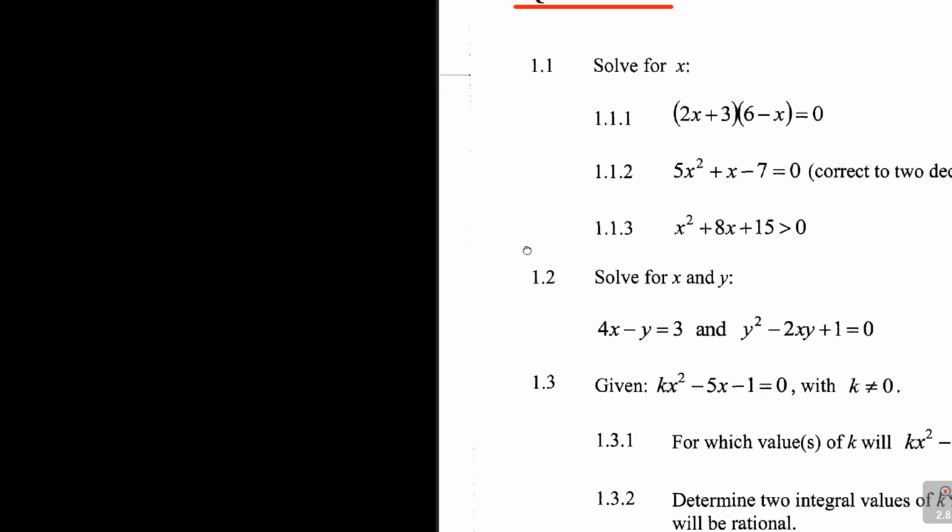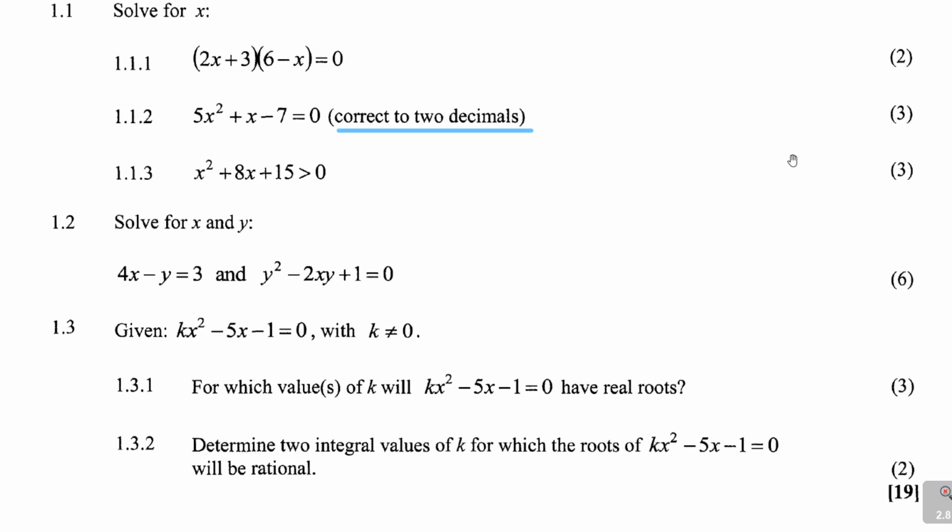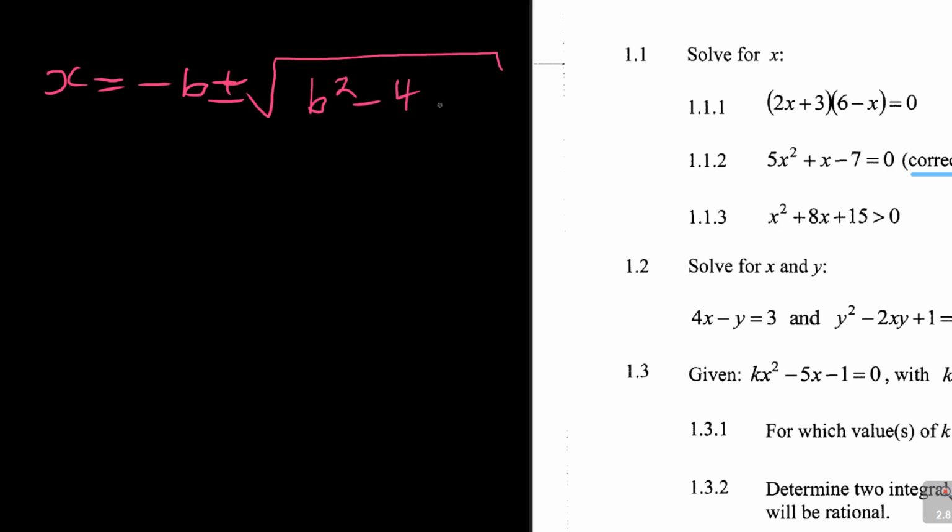Now look at this one. If they say solve for x and then they say correct to 2 decimal places, the moment they do that, look at the mark allocation also. 3 marks. Quadratic formula. Don't waste time. It says x is equal to minus b plus or minus the square root of b squared minus 4ac, all over 2a. You won't be given this in the exam, you need to know it. You've been practicing with it, it's time to use it.